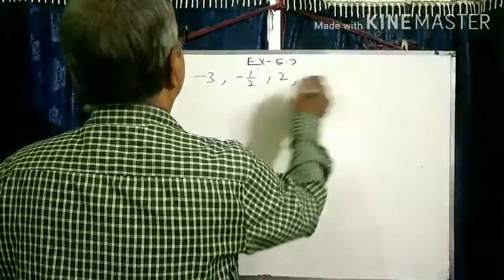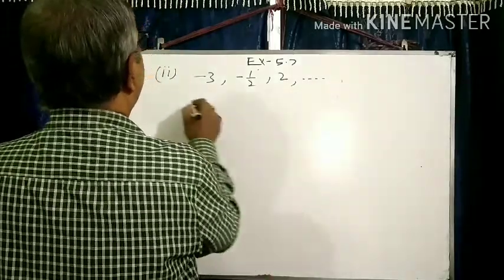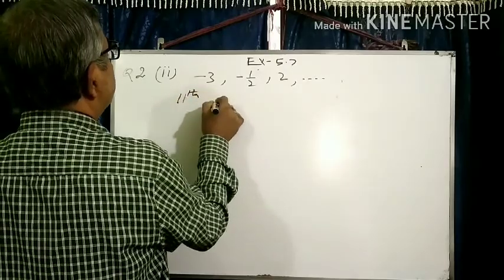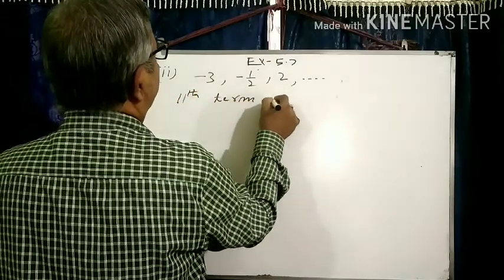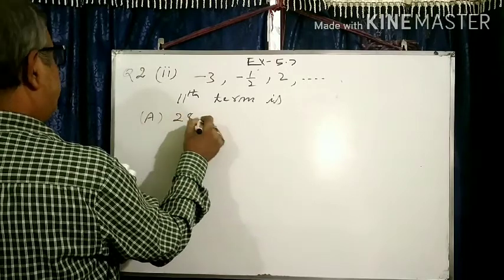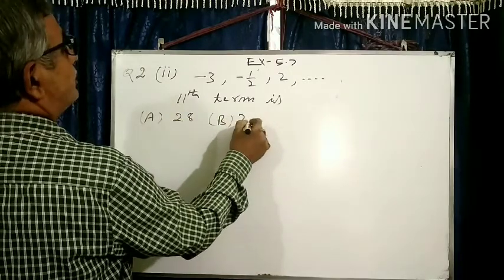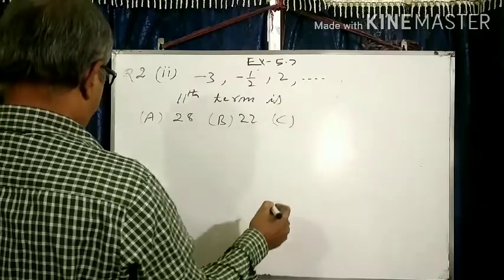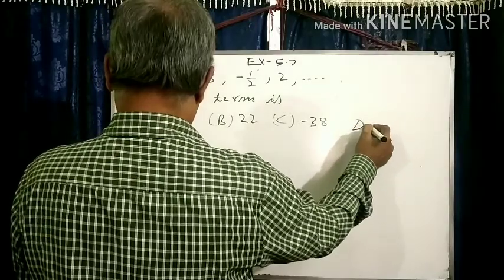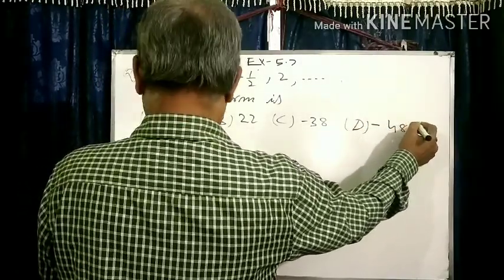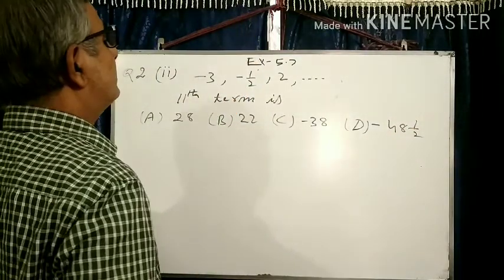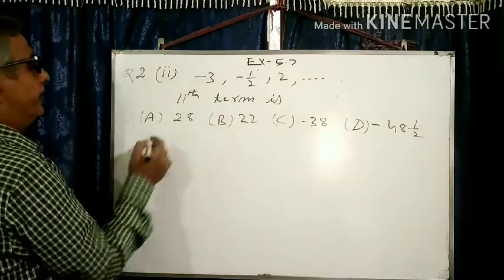So here the series is like that. The 11th term is given. The 11th term is like that. Options: A, 28; B, 22; C, minus 38; D, minus 48, 1 by 2. Which of the given options is correct? Here we are starting.